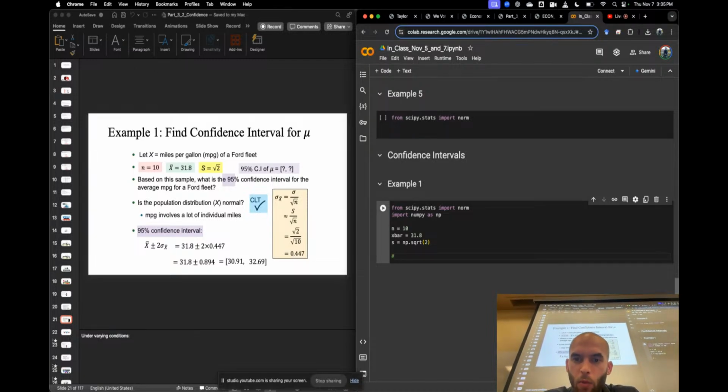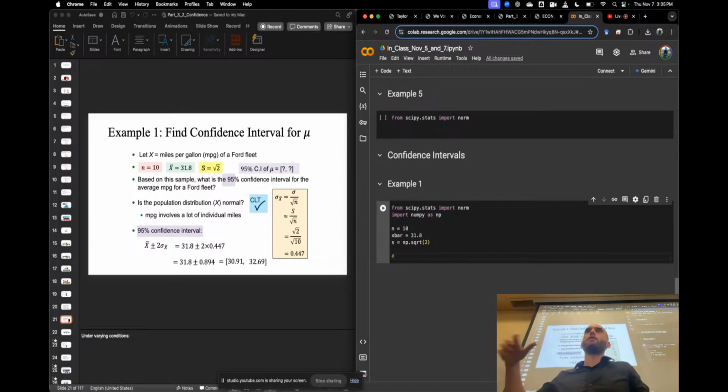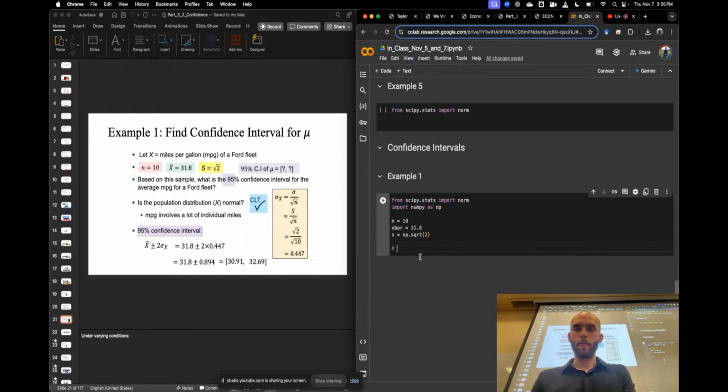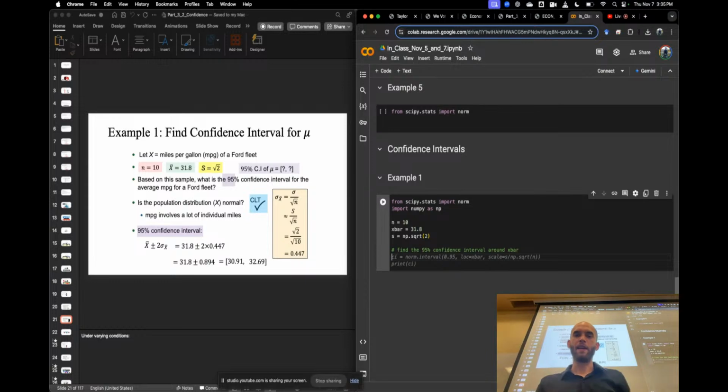So, one place to start in the world of large language models is to ask software like this to do some work for us. So we could ask, find the 95% confidence interval around X bar. And so it actually knows exactly what we're looking for.